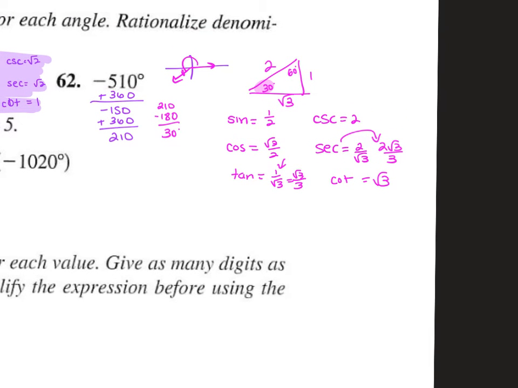Now that angle is in, like we said, the third quadrant. All students take calculus. Tangent and its reciprocal function, which are cotangent, are positive. Everything else is negative. So sine, cosine, cosecant, secant, tangent, and cotangent.